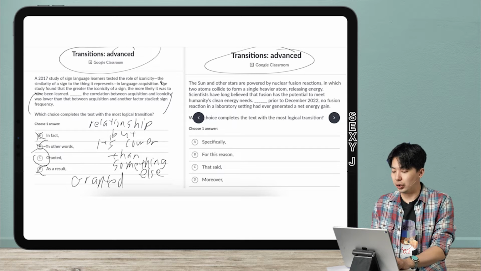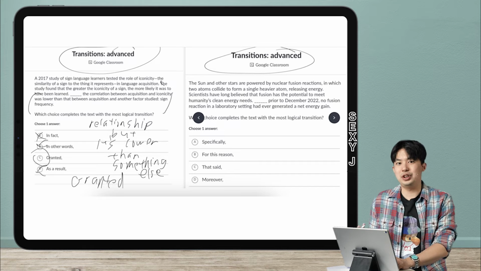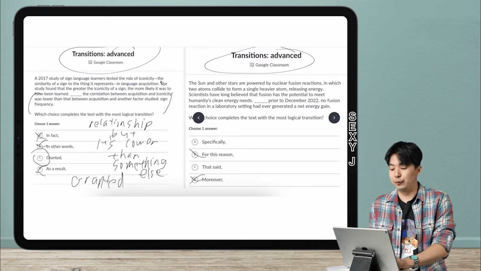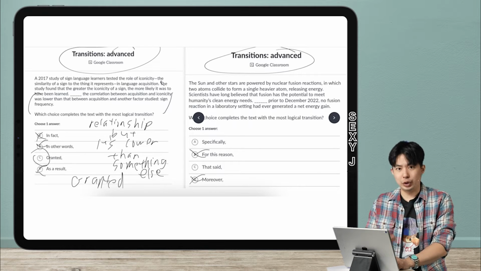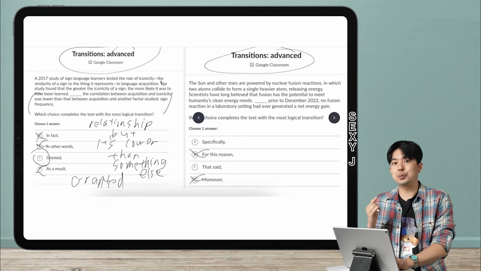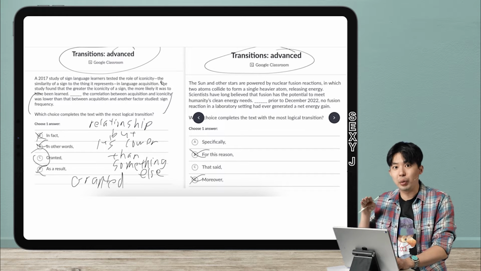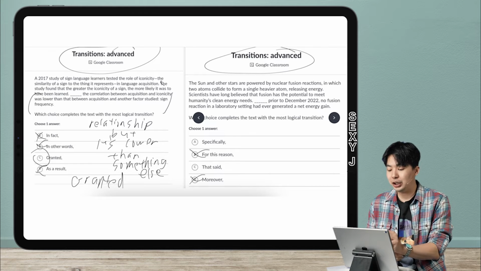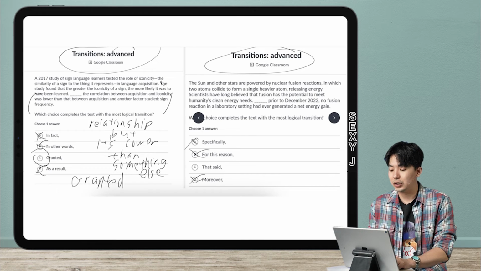The sun and the other stars, blah, blah, blah. I don't need to read the text, right? Okay, so you guys have probably figured, okay, Jay said this is a contrast question, so it cannot be moreover, because that's the same thing as additionally. And for this reason is, again, going with the same idea, and specifically is still going in the same direction. There is no contrast, there is no switching. So by elimination, this answer here is C.